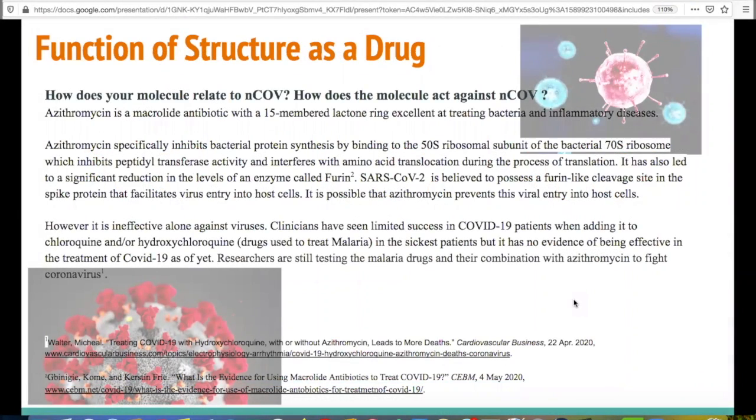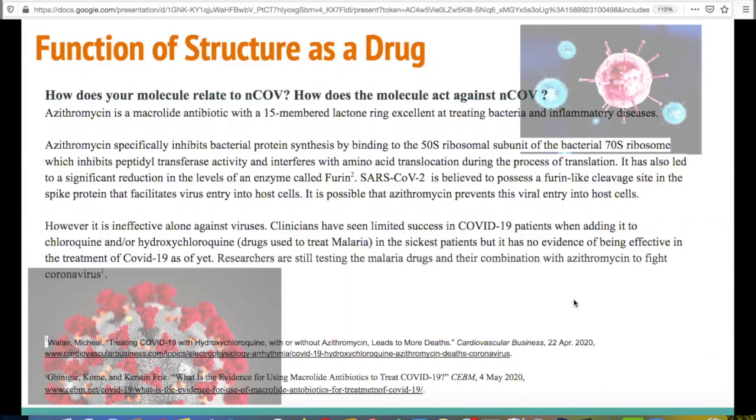Now, the function of azithromycin as a drug relies on its structure. This drug is a macrolide antibiotic with a 15-membered lactone ring, excellent at treating bacteria and inflammatory diseases. Macrolides work by binding to a specific subunit of ribosomes in bacteria, which inhibits the formation of its proteins, thus stopping bacterial cell growth and spread.